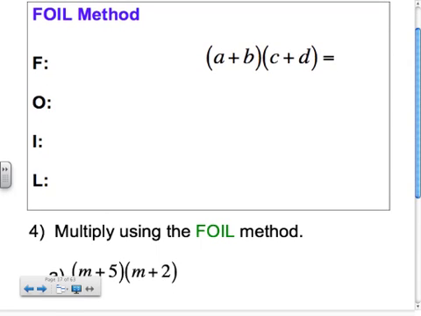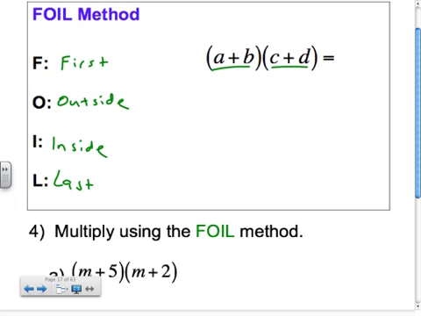The one term that we're going to use when multiplying binomials, remember a binomial is a polynomial with 2 terms, so these would both represent 2 different binomials. When we're multiplying binomials, we're going to use the FOIL method. It's an acronym. F stands for first, O stands for outside, I stands for inside, and L stands for last.